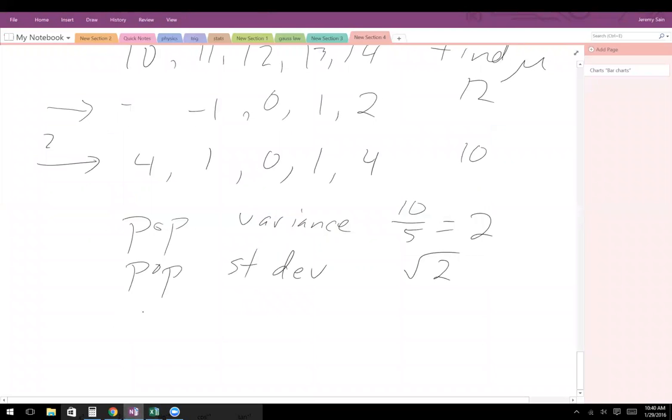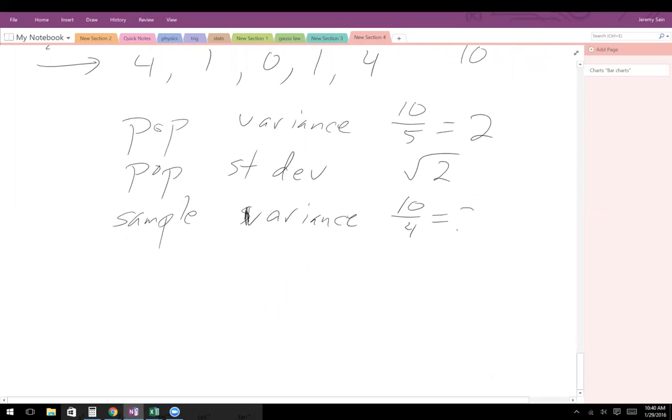For sample variance, when you average these, instead of dividing by how many there are, you divide by 1 less. Again, if you take an advanced probability course, there's a really, really good reason why it's 1 less. In this class, we just make it 1 less because the answer turns out a little bigger. That gives us a little more wiggle room. So instead of 10 divided by 5, we do 10 divided by 4. So the sample variance is 2.5.